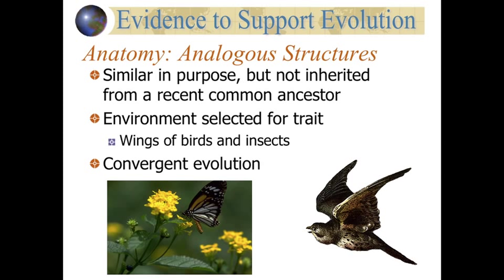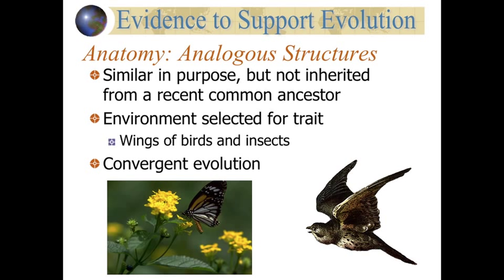The structure is very different. The butterfly is made up of chitin. It does not have the same kind of skeleton that a bird does. It's got an exoskeleton. Bird's got an internal skeleton, calcified bone. So even though the wings share a purpose, they enable flight, they're not inherited from a recent common ancestor. The common ancestor of insects and birds is quite distant.